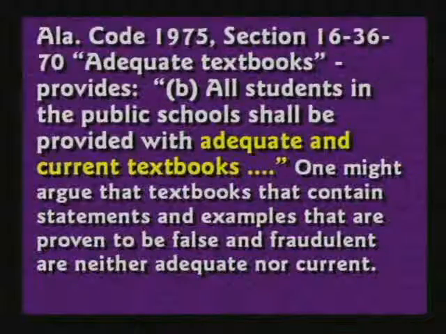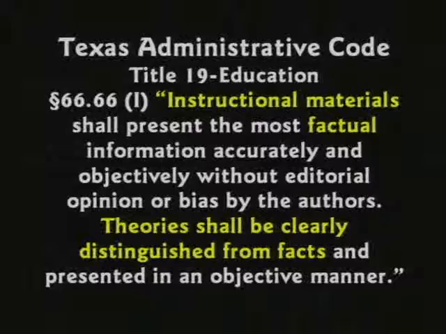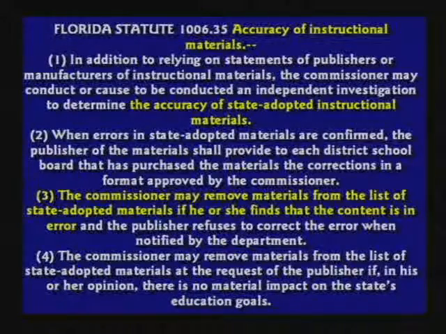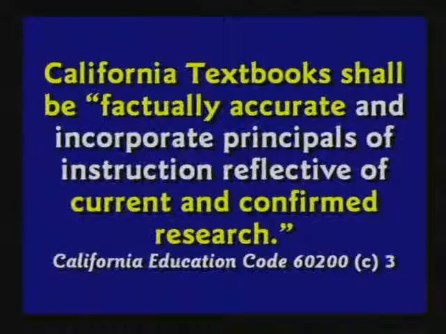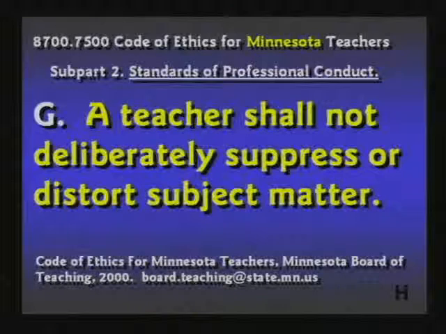Textbooks shall be adequate and current. Okay. Texas says instructional material shall be factual. Okay. Florida has a law that requires accuracy of instructional material. So does California. California textbooks shall be factually accurate and incorporate principles of instruction reflective of current and confirmed research. Minnesota says a teacher shall not deliberately suppress or distort subject matter. Those are all good laws. The problem is no states enforce them.